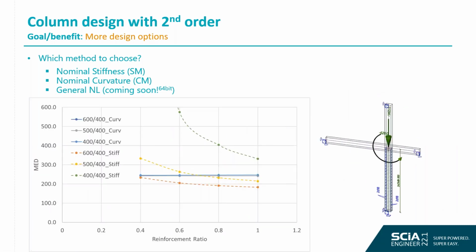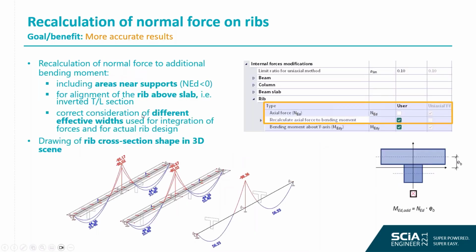So it's first topic, and here you can see what I just wanted to highlight: no matter what reinforcement ratio you use for curvature method, you will get almost the same design bending moment, while nominal stiffness method gives very different results for each reinforcement ratio. And if the axial load is very close or bigger than the nominal buckling load, then of course you cannot use this method at all. So it was first topic.